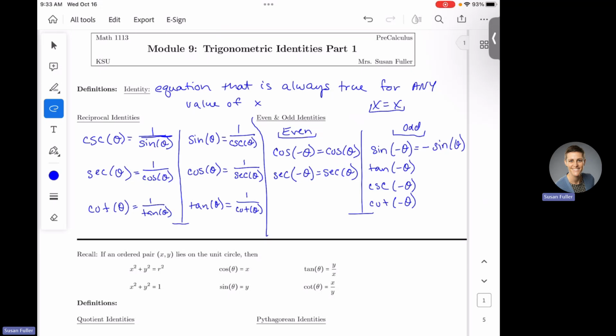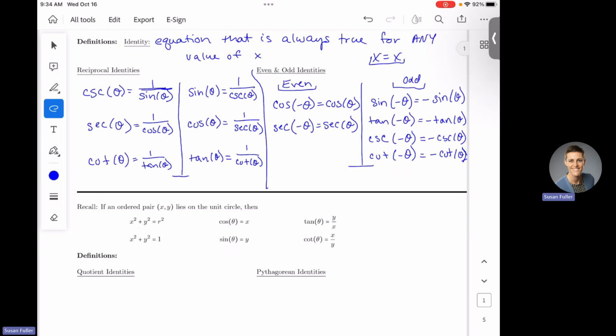So the sine of negative theta is equal to negative sine theta. The tangent of negative theta is the negative of the tangent of positive theta. Cosecant of negative theta is the negative cosecant of positive theta. And cotangent of negative theta is negative cotangent of theta. Again, this is just the definition of an odd function applied to all of our odd functions. And these are all true no matter what angle you put in there. Always true. Okay, so those are our reciprocal identities and our even and odd identities.